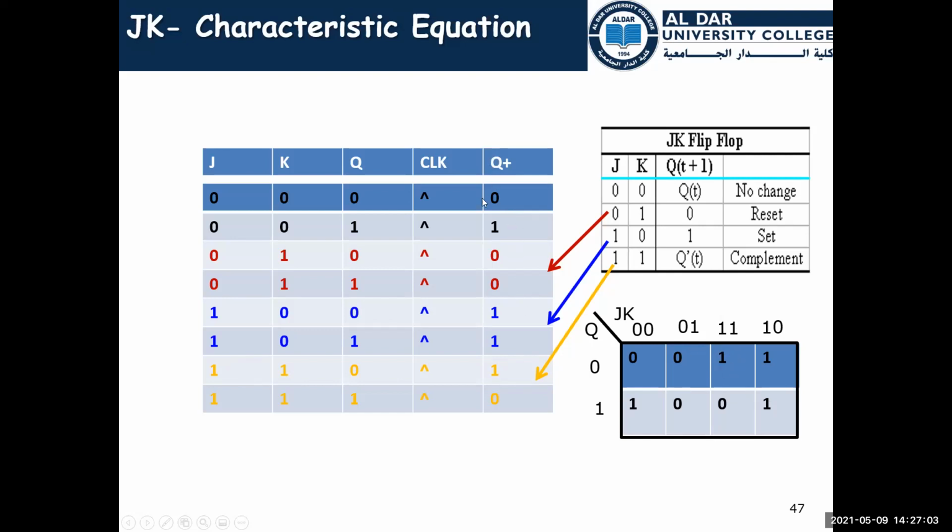So we get the Q plus and put it in the Karnaugh map. And as we have seen before, we collect these ones together, and we collect the two ones at the edges, and then we can derive the characteristic equation. Q(t+1), which is the next state, is equal to J multiplied by Q' plus K' multiplied by Q. This is the characteristic equation for the JK flip-flop, and the way to derive it using the truth table.